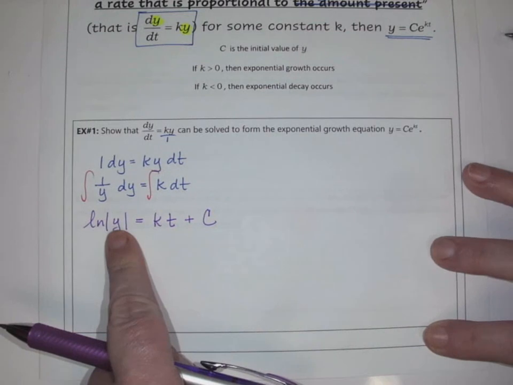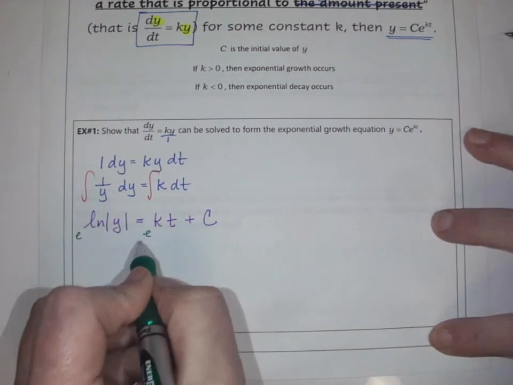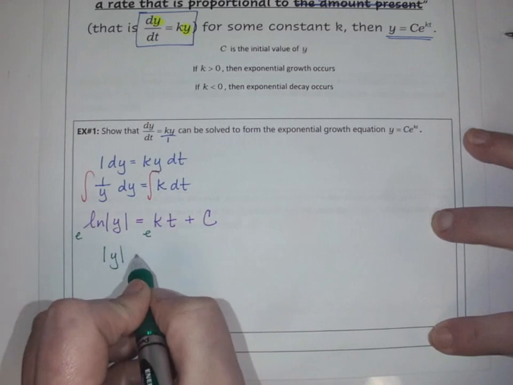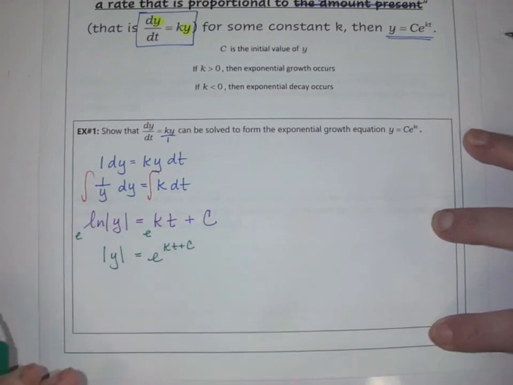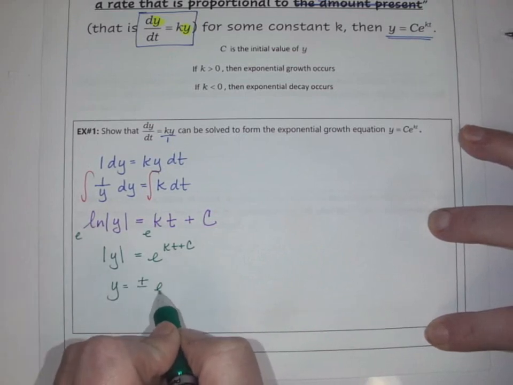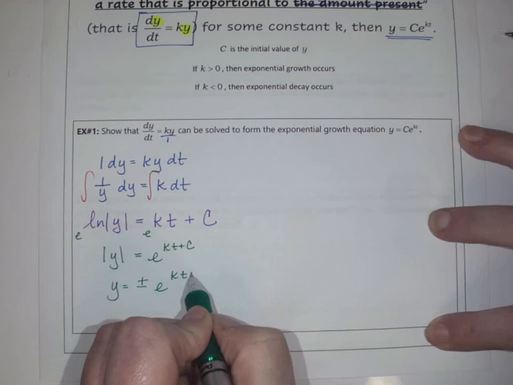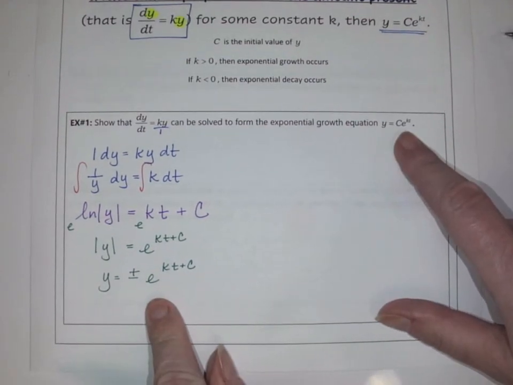Now I need to solve for y, so I am going to e both sides. I would have the absolute value of y is equal to e to the kt plus c. Then I would remove my absolute values by putting a plus or minus in front of the e. Now that kind of looks like the solution, but it's not quite there.